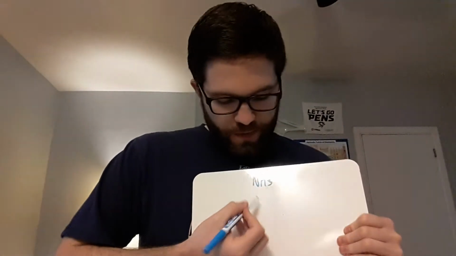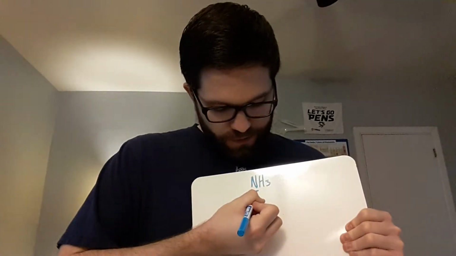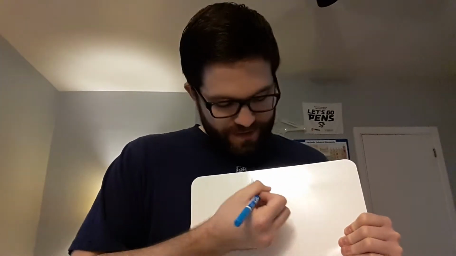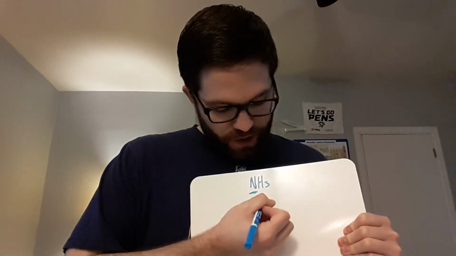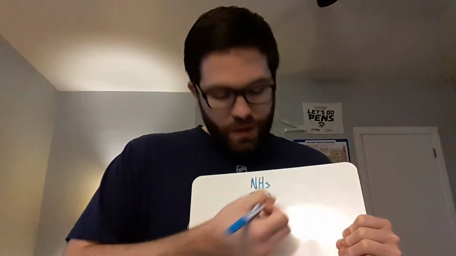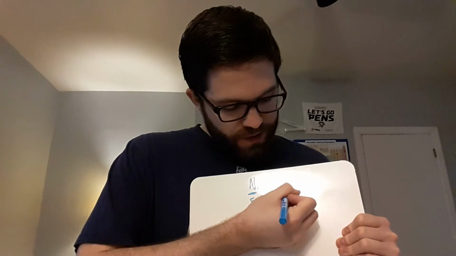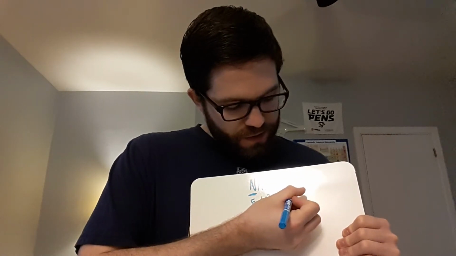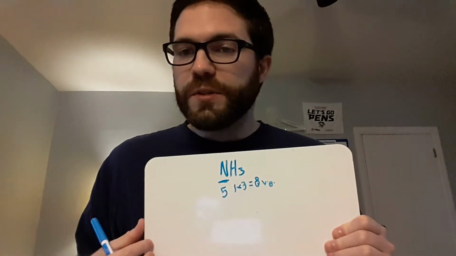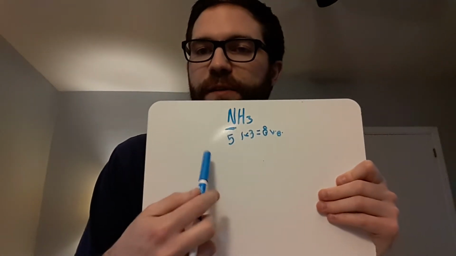So let's count up the total number of valence electrons. N here is going to have 5. I think it's a 5. And H is going to have 1 each, times 3. So that's going to give me a total of 8 valence electrons. Writing upside down and backwards is hard. So there's going to be 8 valence electrons in NH3. Okay, that's our first step.